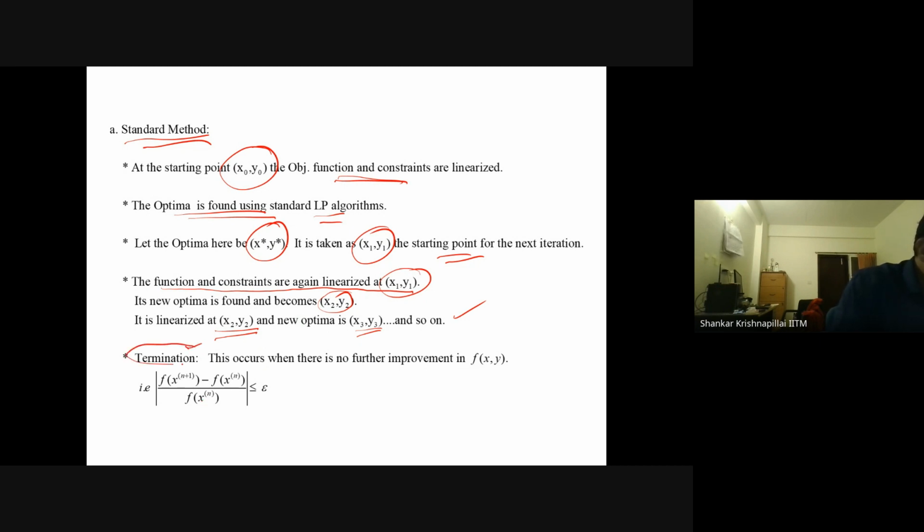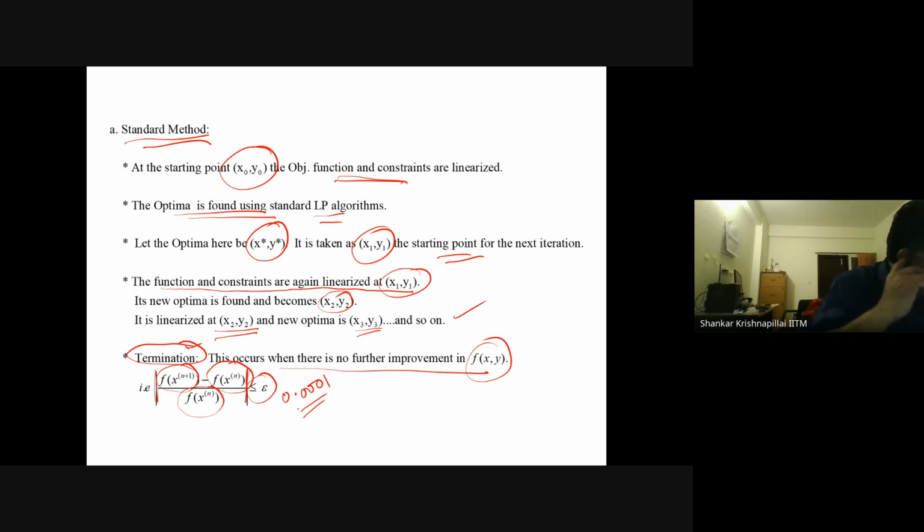So how is termination decided? This occurs when there is no further improvement in the objective function value f of x, y. The current objective function value minus the previous objective function value, divided by the previous objective function value, we take the absolute value, and that should be less than or equal to a tolerance, say 0.001. Then you can stop the iteration.